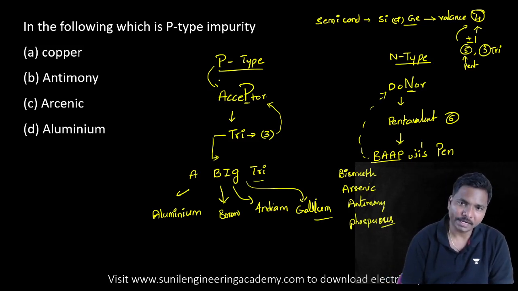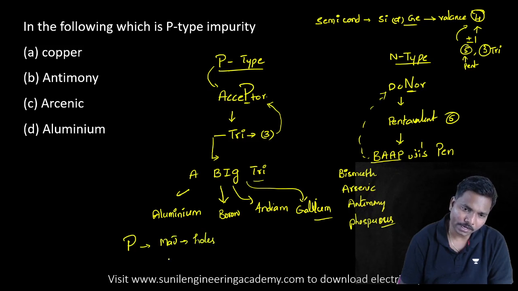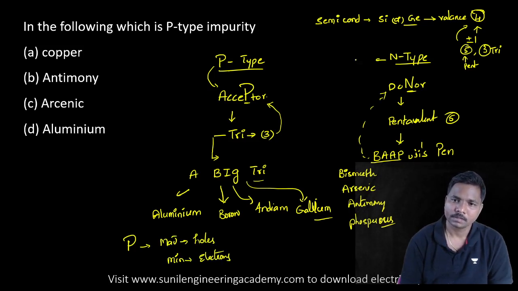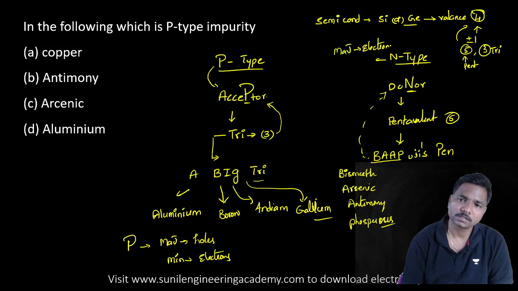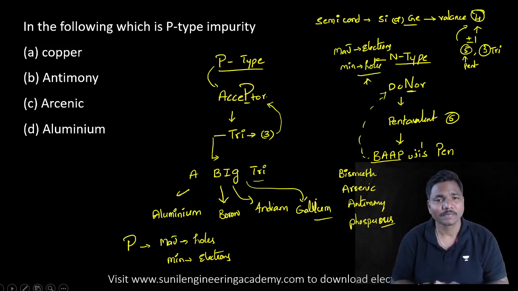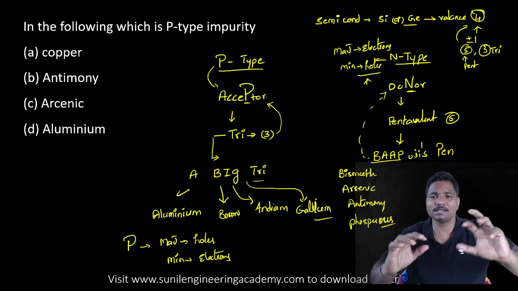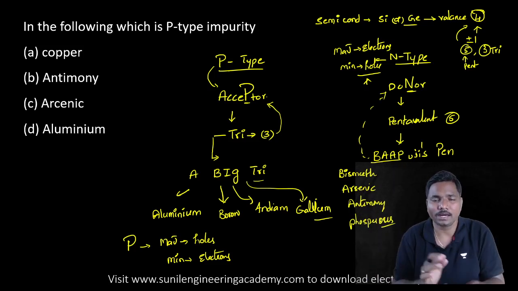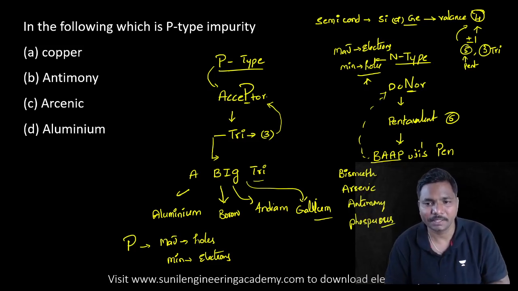And in the P-type, P is for hole, so majority carriers are holes and minority carriers are electrons. Here N-type, N for electron, majority carriers are electrons, minority carriers are holes. We can also understand this by the concept, but here in the MCQs discussing all the concepts takes a lot of time, so that's why I'm giving simple methods to remember.